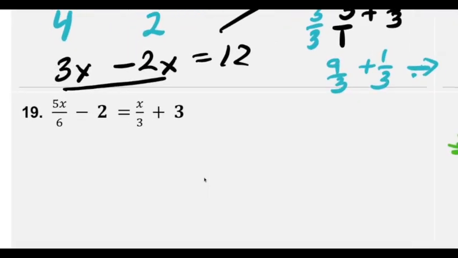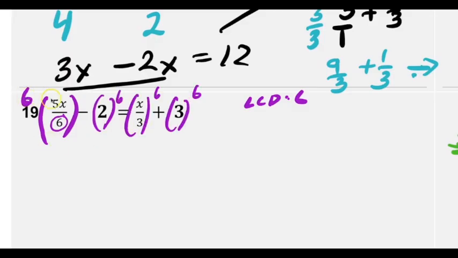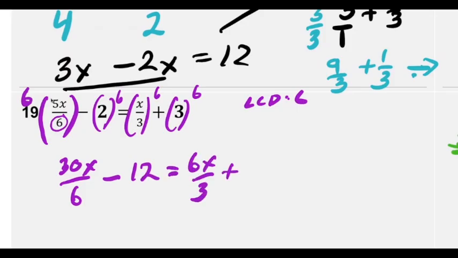Over here, another fraction. Remember, we're going to do the LCD with a fraction. Now we got lucky again. LCD is just going to be 6. 6 and 3 both go into 6. So just multiply everything by 6. So over here, we're going to multiply the top. So I get 30x over 6 minus 12 equals 6x over 3 plus 18. I just multiplied all the terms by it.